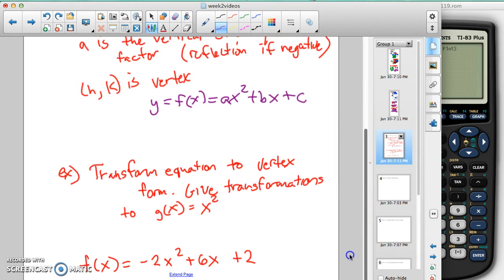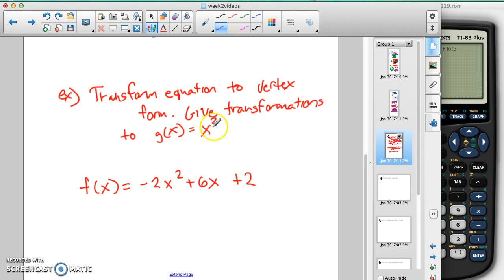Alright, so we're going to look at transformations, transforming the equation to vertex form, and we're going to look at how that transformation changes from x squared. So here's my second example of a function in standard form that we're going to translate into vertex form.